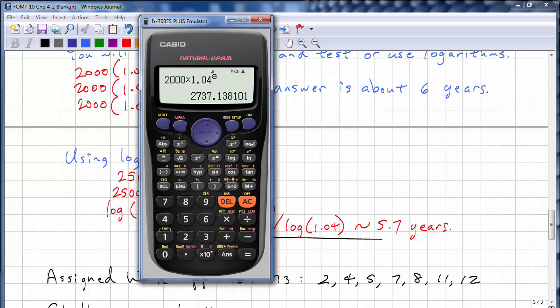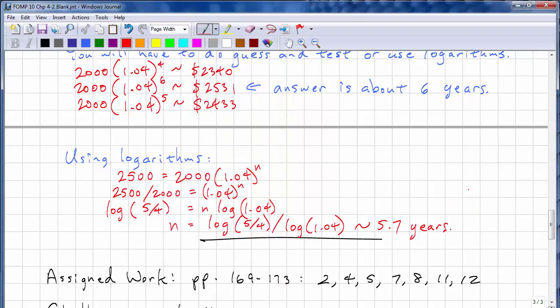And on the Casio, we can do exactly the same thing. Log 5 divided by 4 divided by log 1.04. And make sure your brackets match. And we get the same thing, 5.7 years. And that completes this lesson.